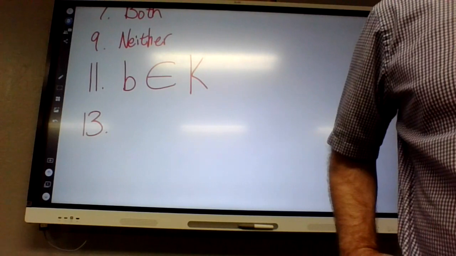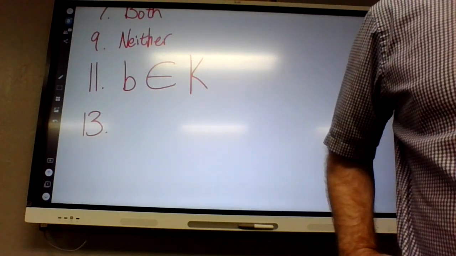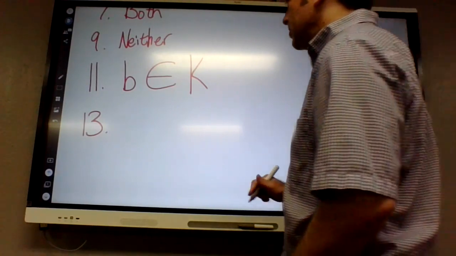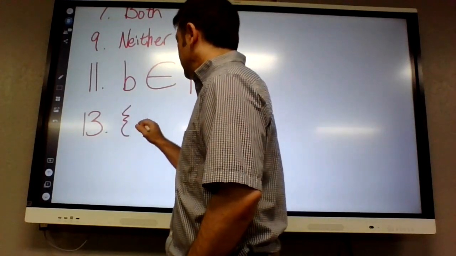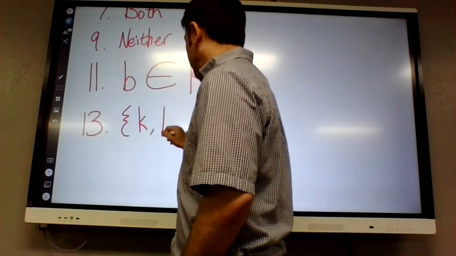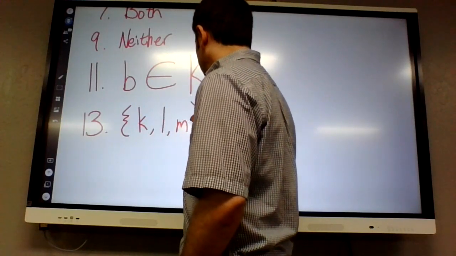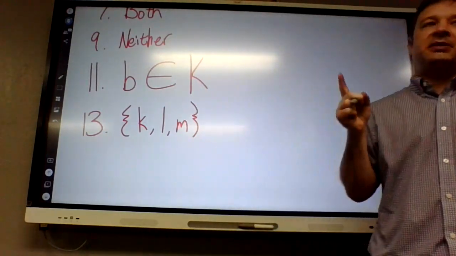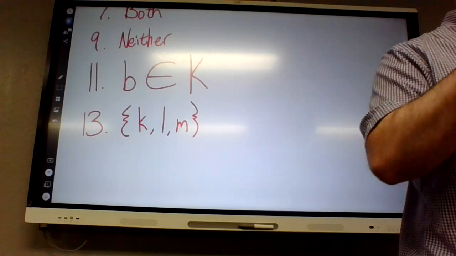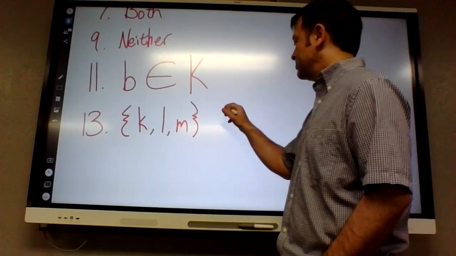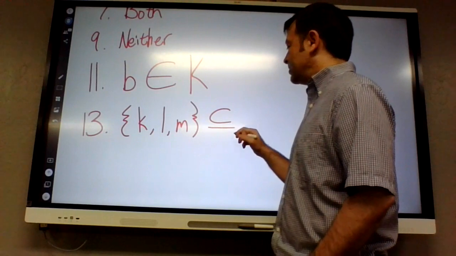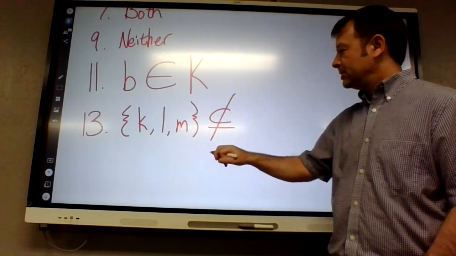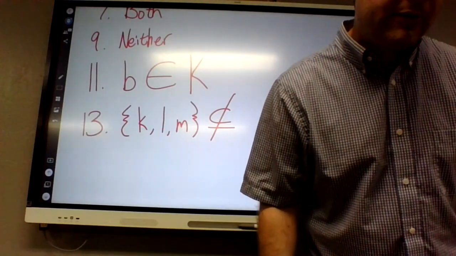The set containing K, L, and M is not a subset of T. So set K, L, M is not just the slash through the E here. Well, this is not element. This is subset. What was the subset symbol? The C over, that thing. And it is not a subset, so scratch of T.